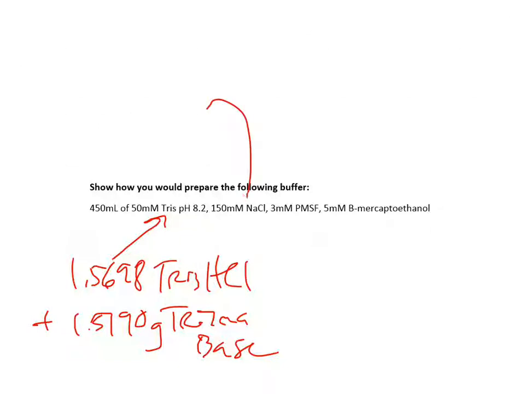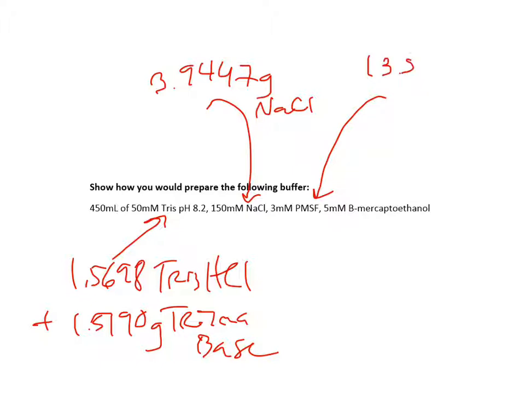All right, NaCl, we're then going to go back to the scale and weigh out 3.9447 grams of NaCl. We're going to add that to the dry powders we weighed out before in the same beaker. Remember, we're trying to use a beaker that has a final volume of 450 mils, so you need a large beaker, like maybe a 1 liter or a 500 mil. Put those dry powders together. Then we're going to squirt a little bit of our PMSF. We're going to add 13.5 milliliters of 0.1 molar PMSF to the dry powders.